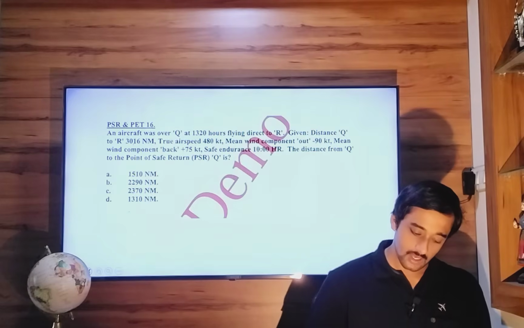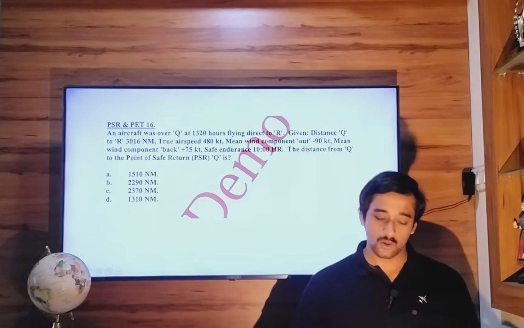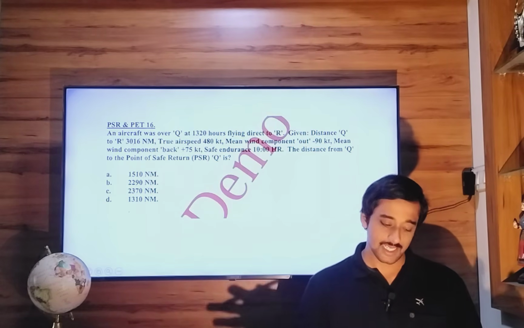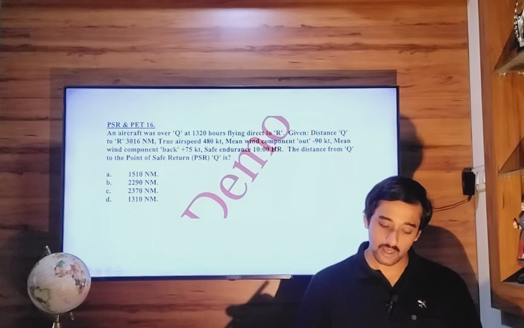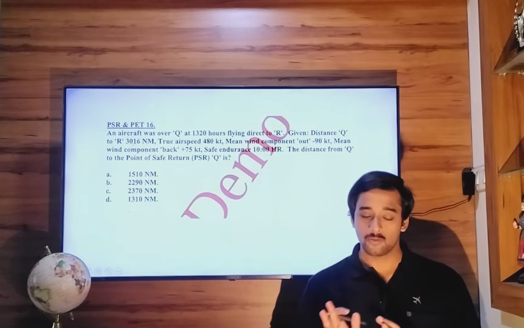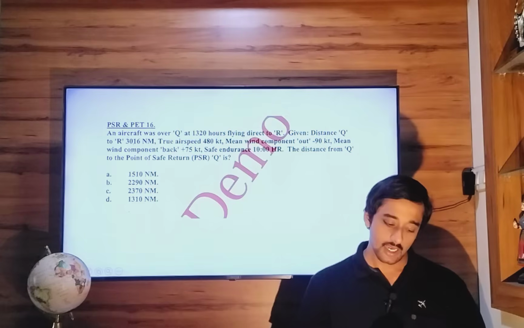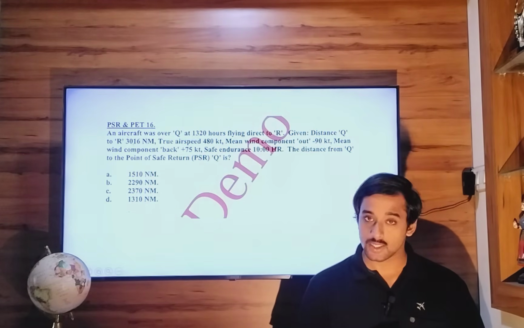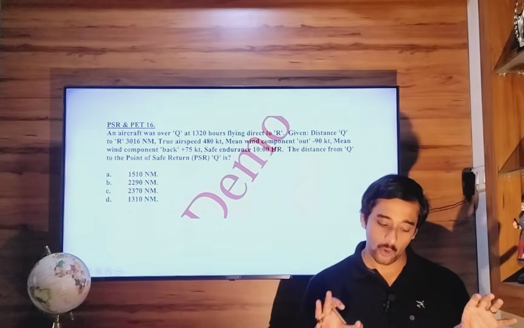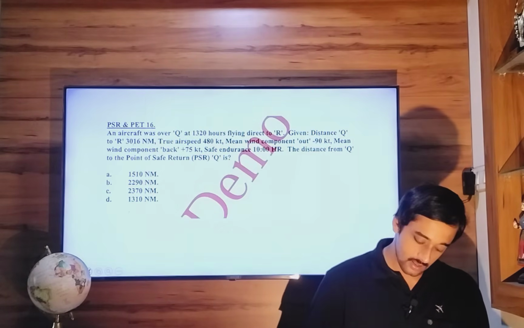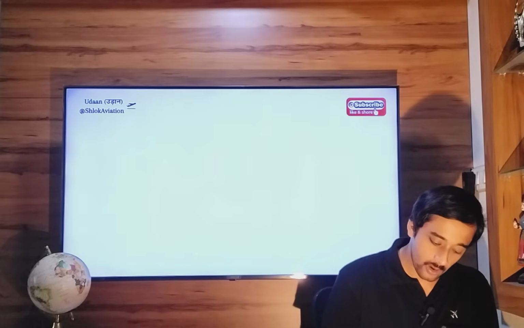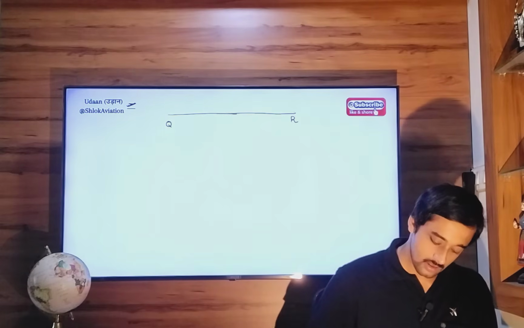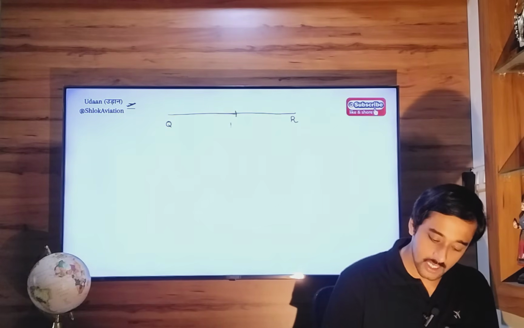Question 16. Aircraft was over Quebec at 1320, flying directly to point R. Distance between them is 3016. True airspeed is given. Flying outbound you're getting a headwind of 90 knots, flying homebound a tailwind of 75. Endurance is 10 hours. The distance from point Quebec to the point of safe return is what? So let's draw this. This is your point Quebec, this is your point R.